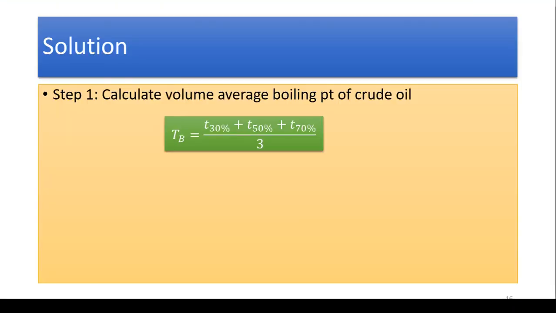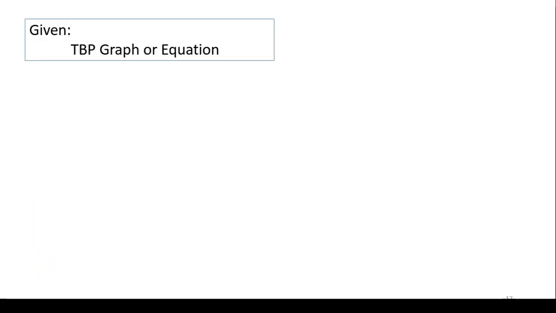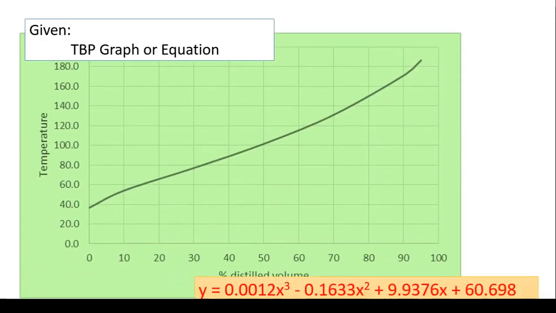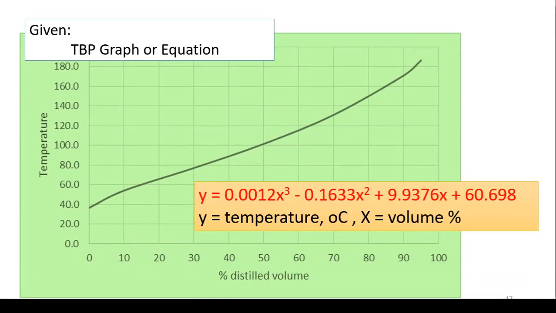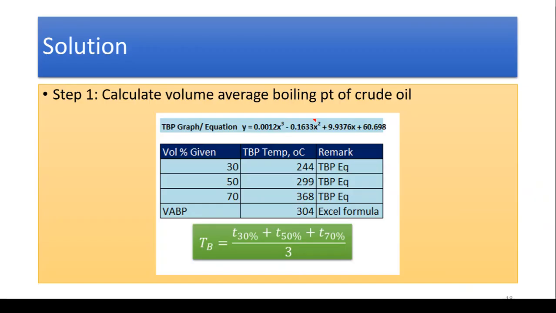First step for solution is to calculate the average boiling point on the volume basis. So we know the formula: T30 plus T50 plus T70 upon 3. So 30 volume percent temperature, 50 volume percent temperature and 70 volume percent temperature. So this is a crude oil that is given here, and this is the equation that is used for the calculation of temperature for the given volume. So we can use this equation to solve.